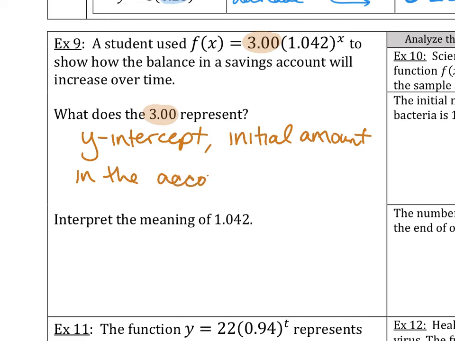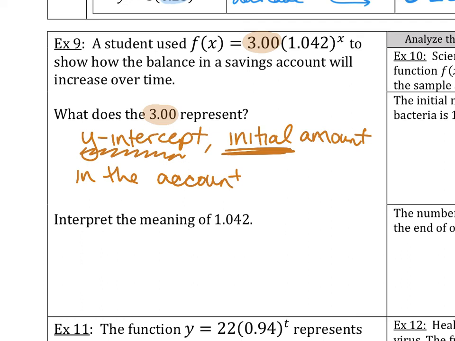So what I want you to start recognizing is that the y-intercept, every time you're given a y-intercept, is also called the initial amount. That works for any kind of function that you have. When we did linear, our y-intercept was the initial amount. We're here in exponential. The y-intercept is the initial amount, the starting amount. It's going to be the same for quadratic when we get there. Now let's do the second part here.